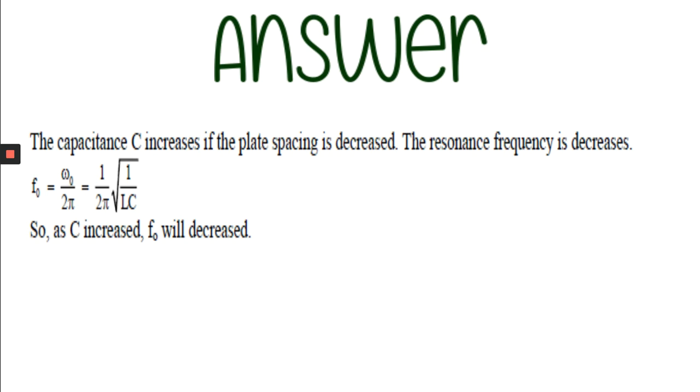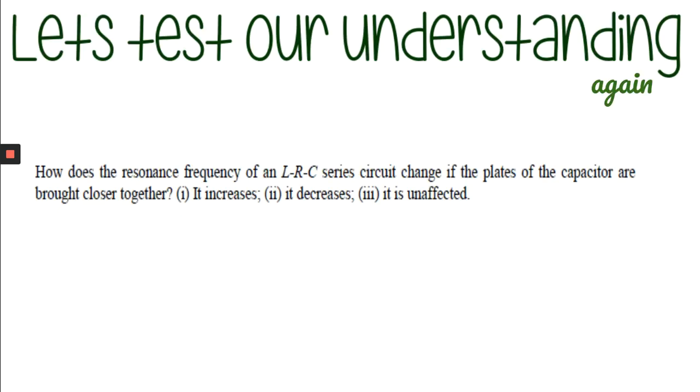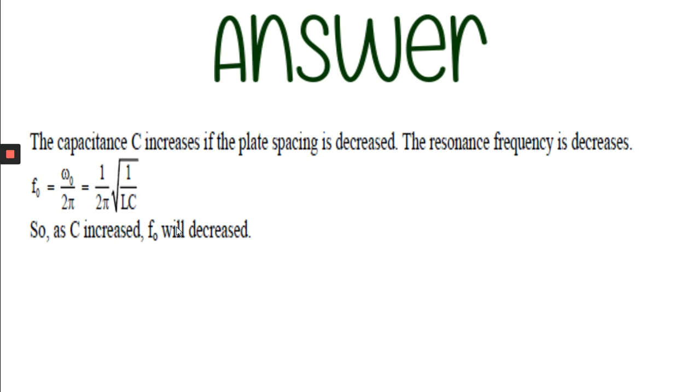We are bringing the capacitor plates close together. So what is the change in capacitance? If you remember, what is your capacitance? Epsilon naught A by D. D is the space between the plates of the capacitor. D is decreased because the plates are coming closer.